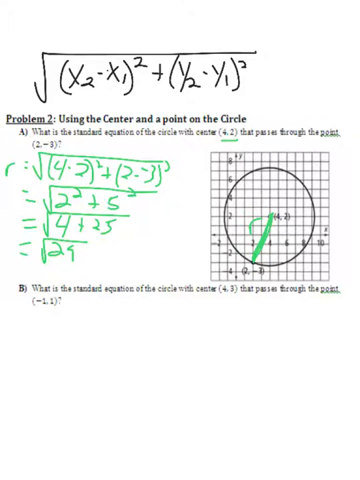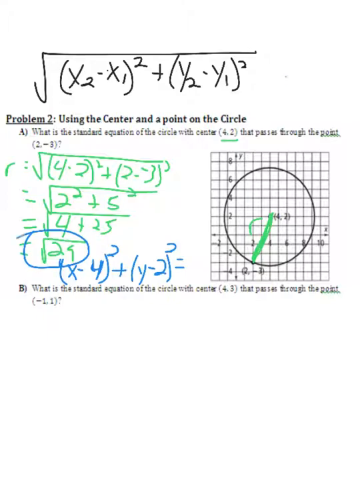So when I go to write my equation, I do x minus the x coordinate squared, so I've got x minus 4 squared, plus y minus my y coordinate squared, and I'm going to set that equal to my radius squared. Well, here's my radius, the square root of 29.